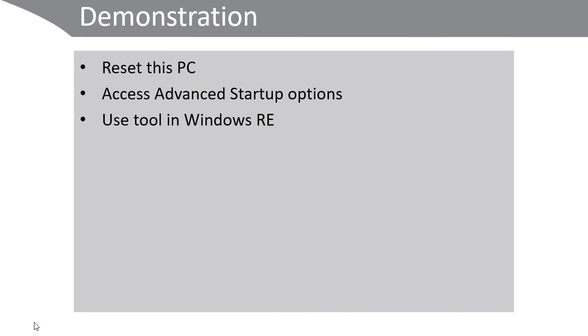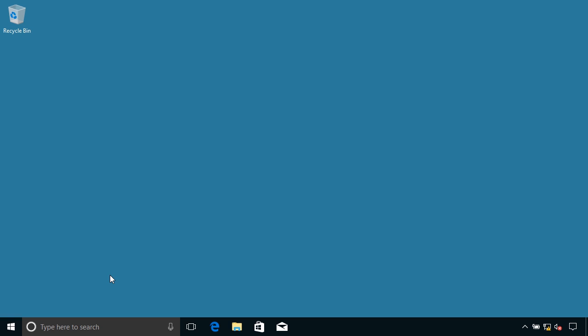In the demonstration, I'll show you how to reset this PC, how to access Advanced Startup Options, and how to use the various tools in Windows Recovery Environment. So if you've experienced a serious problem with your computer, it may be that you want to roll it back to the point that it came out of the box. So you can use the Reset this PC option for that.